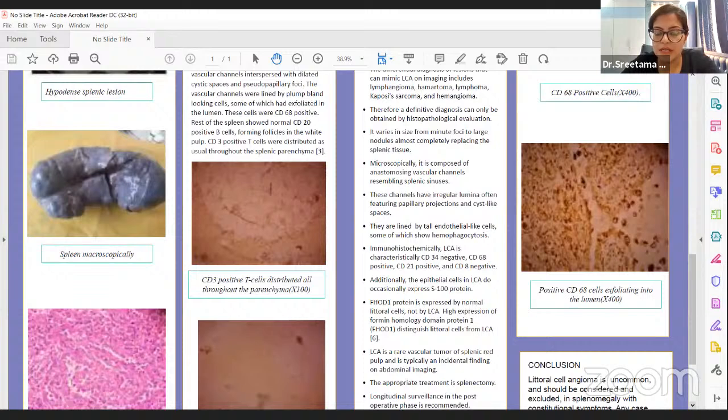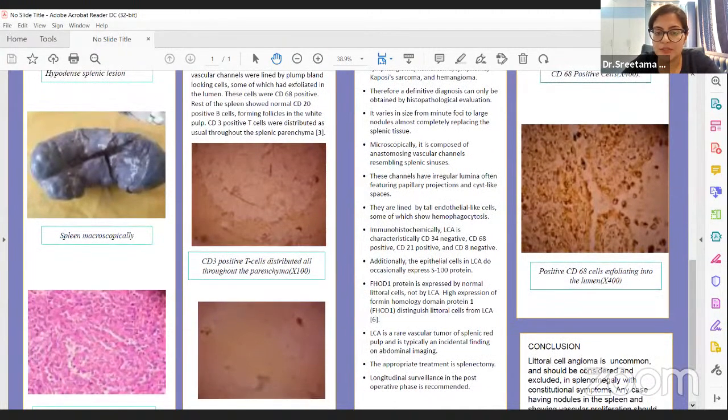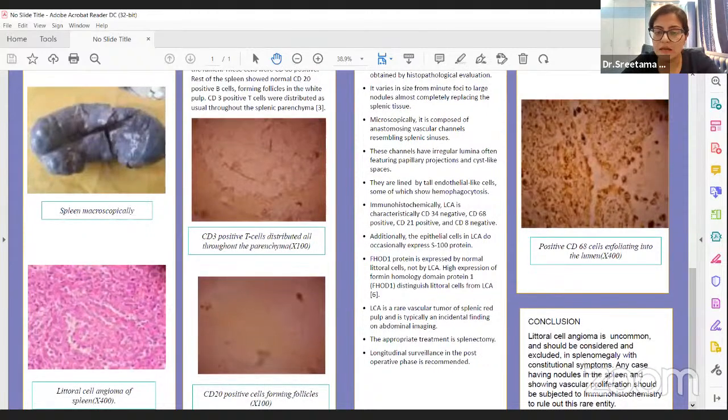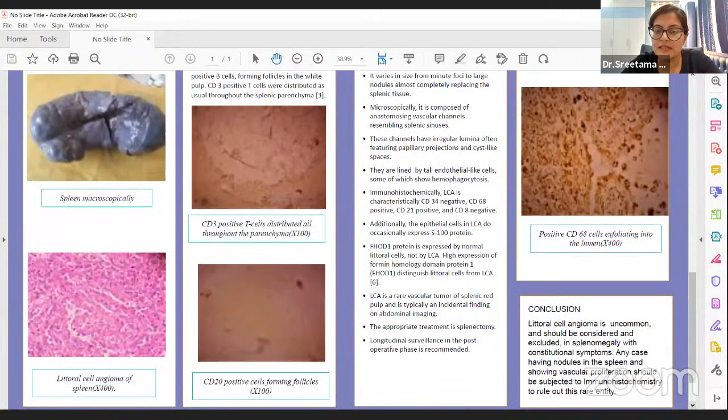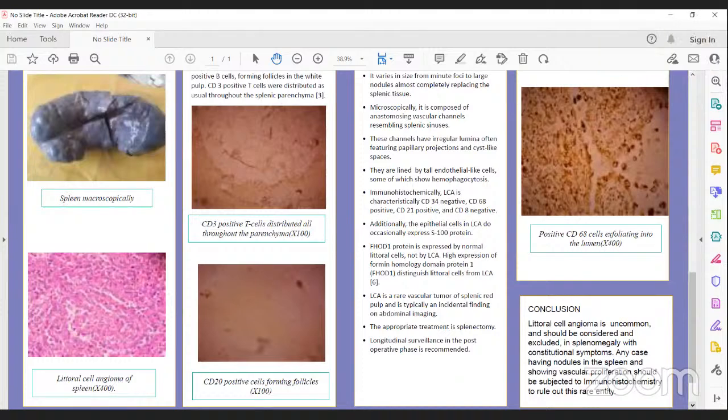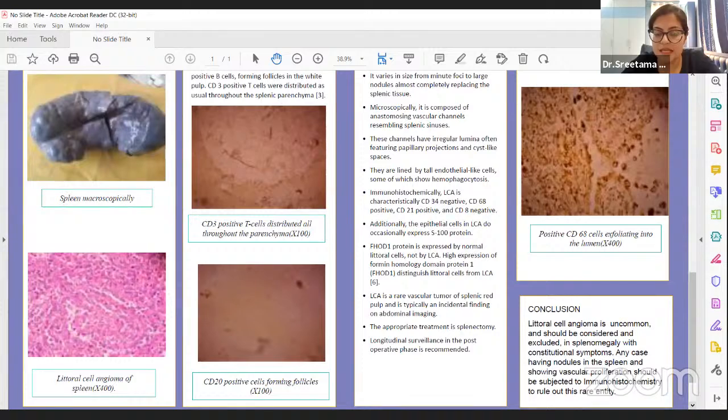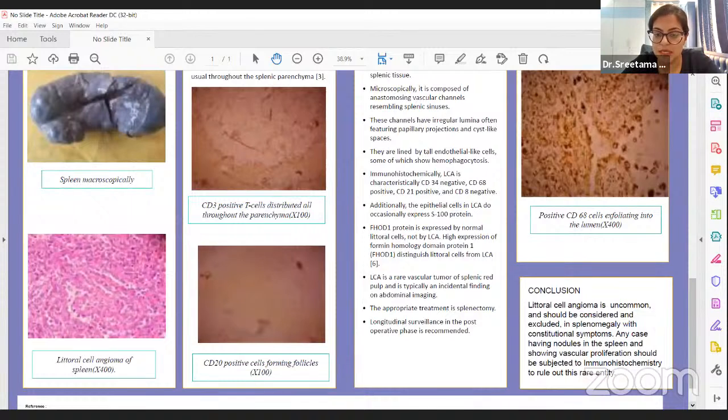Microscopically, it is composed of anastomosing vascular channels resembling splenic sinuses. These channels have irregular lumina, often featuring papillary projections and cyst-like spaces. They are lined by tall endothelial-like cells, some of which may show hemophagocytosis. Immunohistochemically, LCA is characteristically CD34 negative, CD68 positive, CD21 positive, and CD8 negative. Additionally, the cells in LCA occasionally express S100 protein. FHOD1 protein is expressed by normal lateral cells, not by LCA.